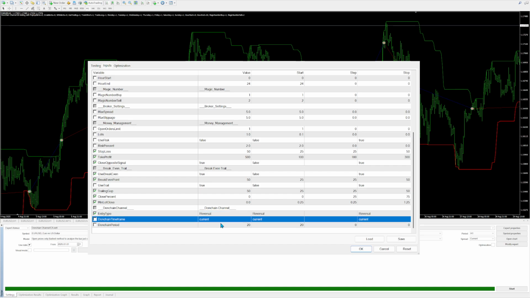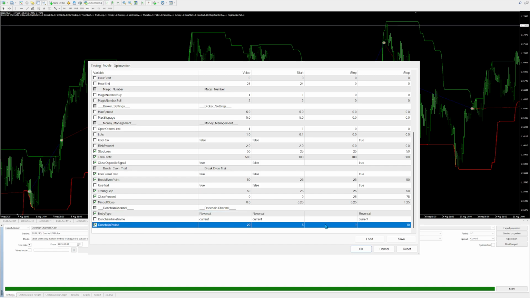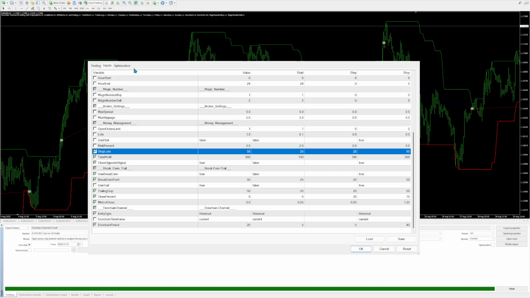Time frame, we'll just use the current time frame. And for the period, let's say start at 5. And we'll go up to, what should we go up to? Should we say 40? Okay, so there, all the things we've selected there. This is a very rough optimization, by the way, but just so you get an idea of how it works. Those are all the settings that we're going to optimize. Everything that's got a check there. You can save and load settings using these buttons here.